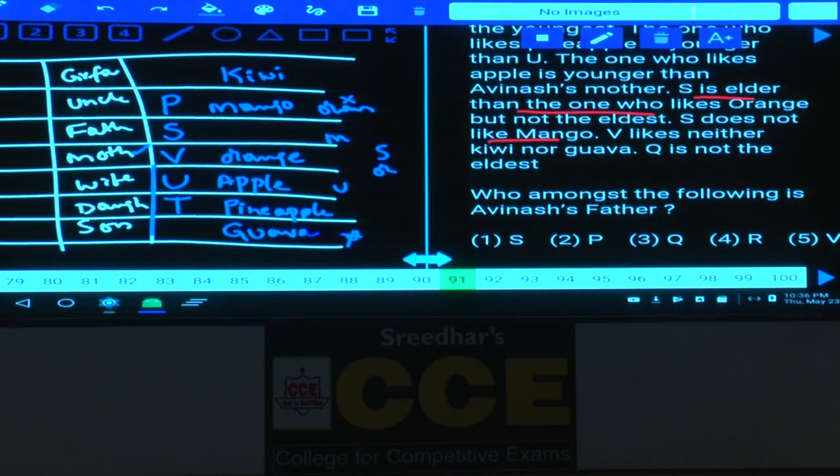Q is not the eldest. As Q is not the eldest, Q must be at this place. As Q is at this place, then who is the person left over? R is the person left over. Then what is the fruit left over here? Tell me. The fruit is blueberry. And so who likes blueberry? This S, who is the father, likes blueberry. Clear? Let's see how easy this one is.